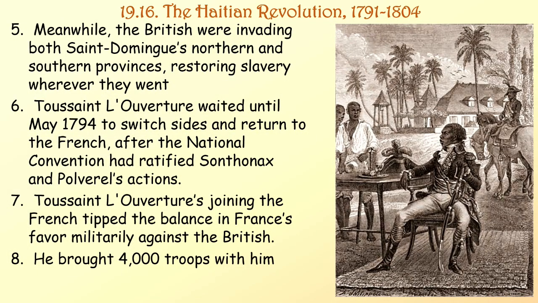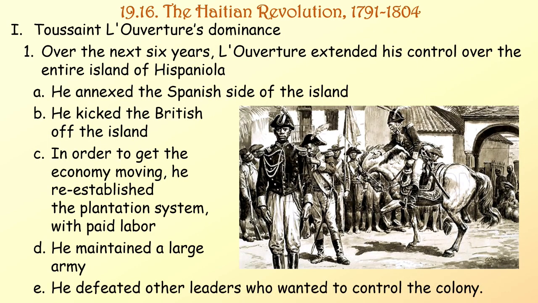But meanwhile, the British were invading both Saint-Domingue's northern and southern provinces, restoring slavery wherever they went. Toussaint L'Ouverture waited until May of 1794 to switch sides and return to the French after the National Convention had ratified Sonthonax and Polverel's actions. Toussaint L'Ouverture's joining the French tipped the balance in France's favor militarily against the British. He brought 4,000 troops with him.